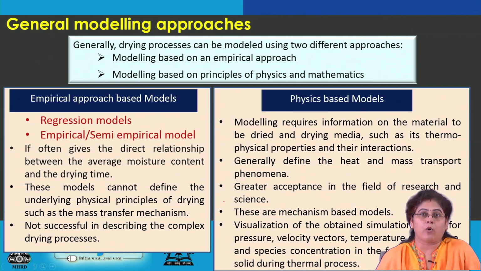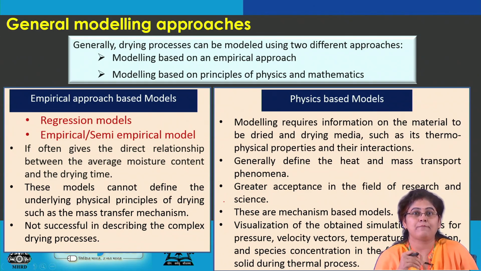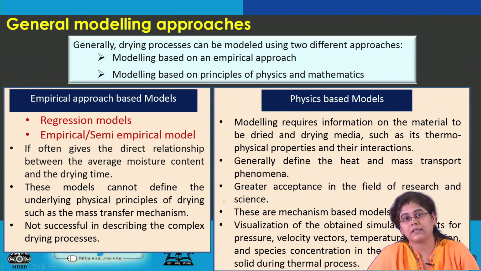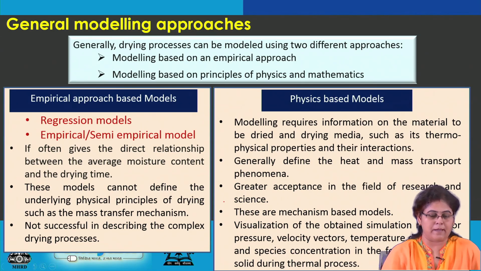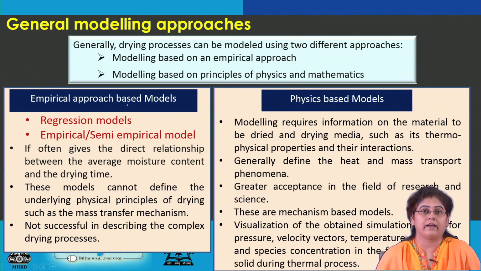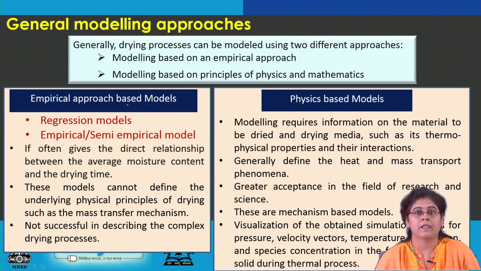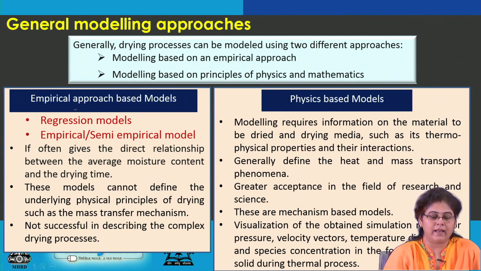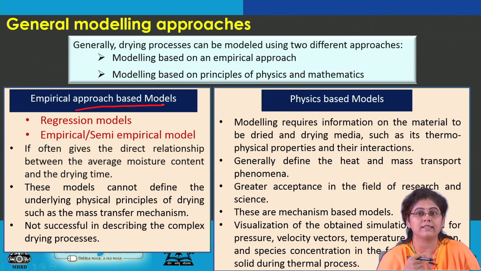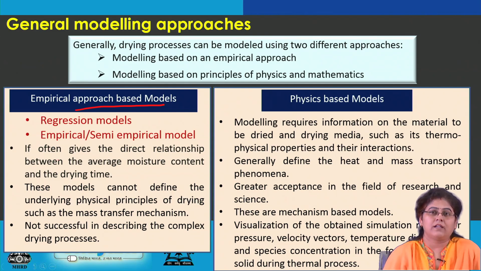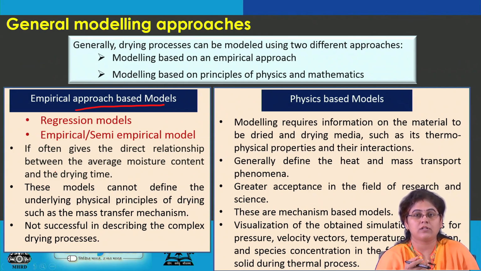Generally, the drying process can be modeled using two different approaches. The first is modeling based on an empirical approach, and the second is modeling based on principles of physics and mathematics. Empirical approach based models are categorized as regression models, developed through regression analysis, and empirical and semi-empirical models to describe the drying characteristics of food products. Compared to physics based models, these empirical models are easier to analyze and interpret, because they require some experimentation to note down the different parameters, and then by curve fitting we can get the results.